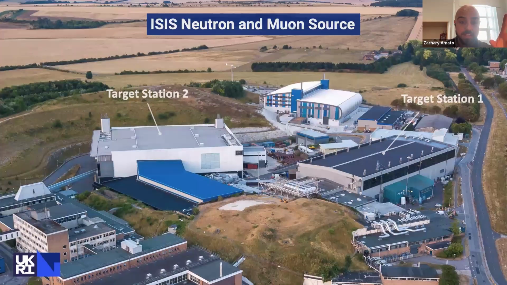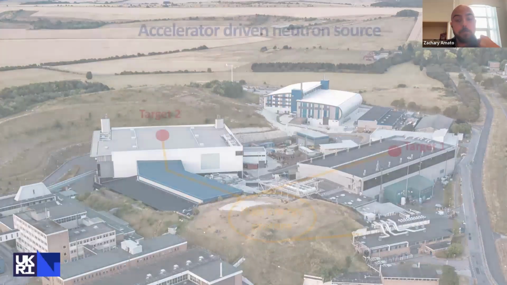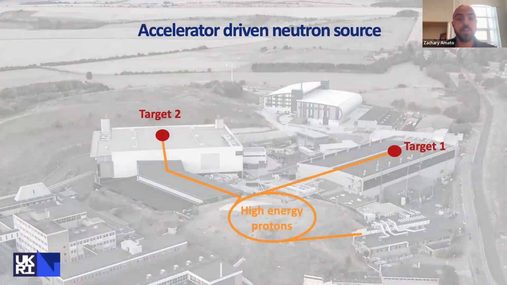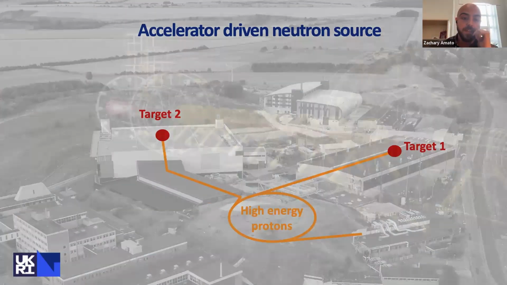And at the heart of ISIS then is an 800 mega electron volt proton accelerator, which is creating pulses of protons 50 times a second that get fired off to these target stations.